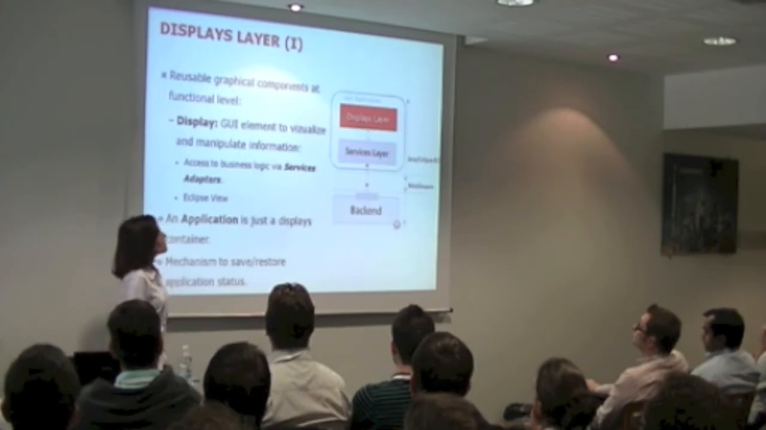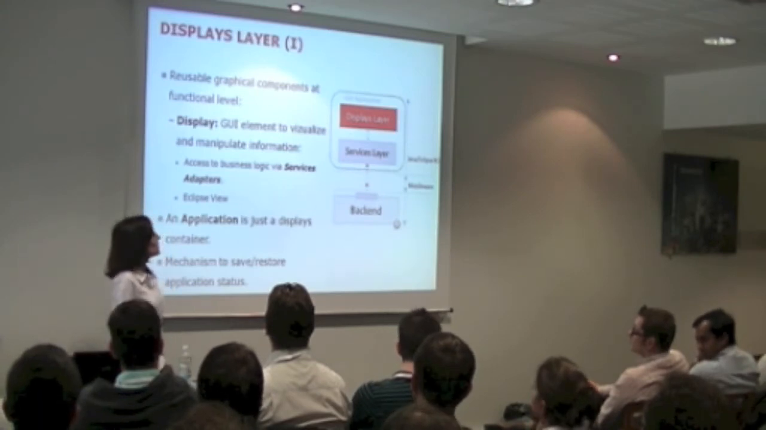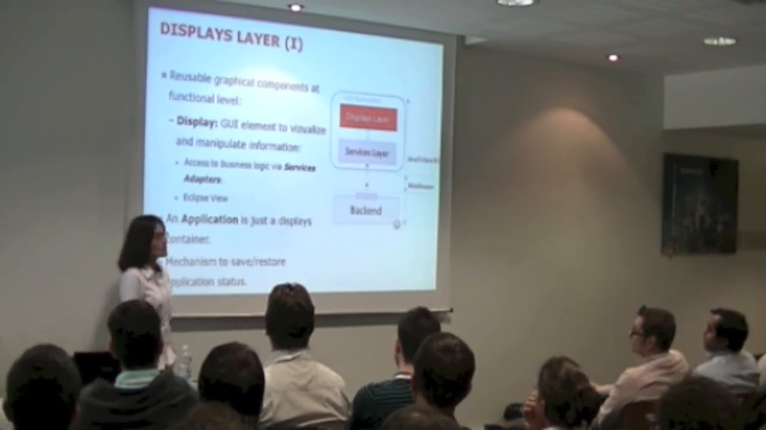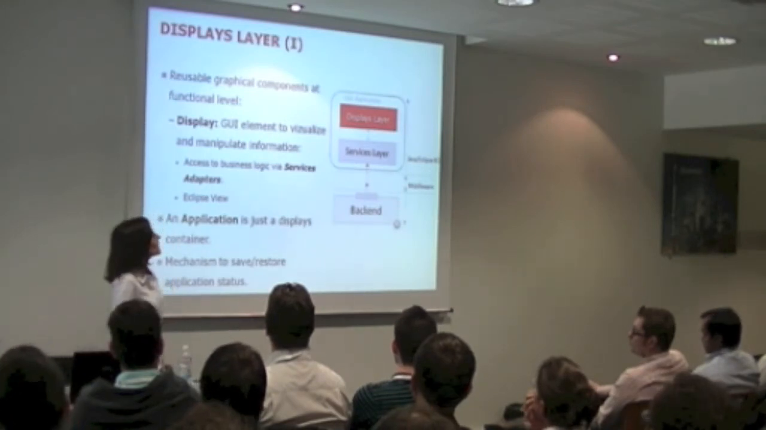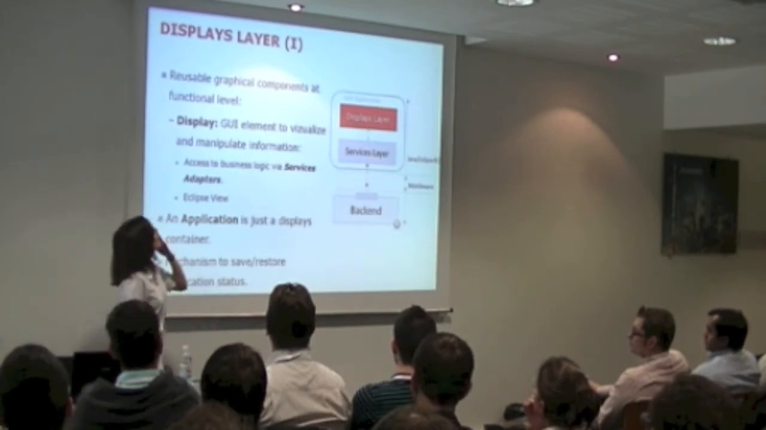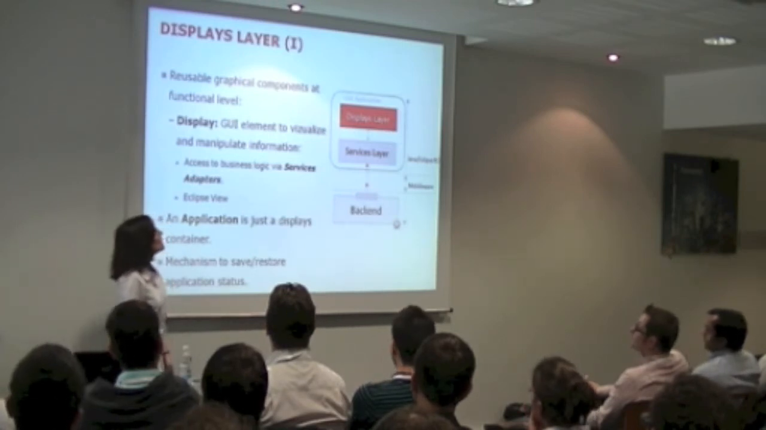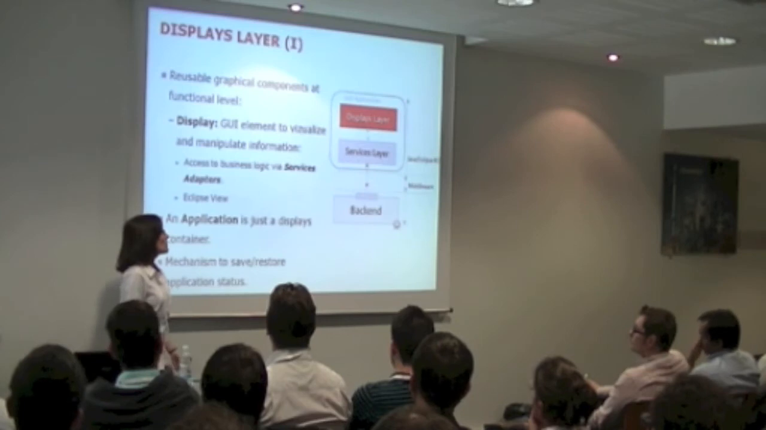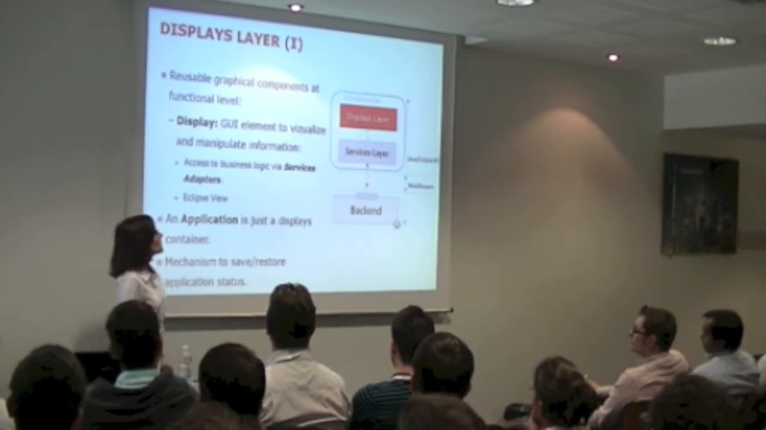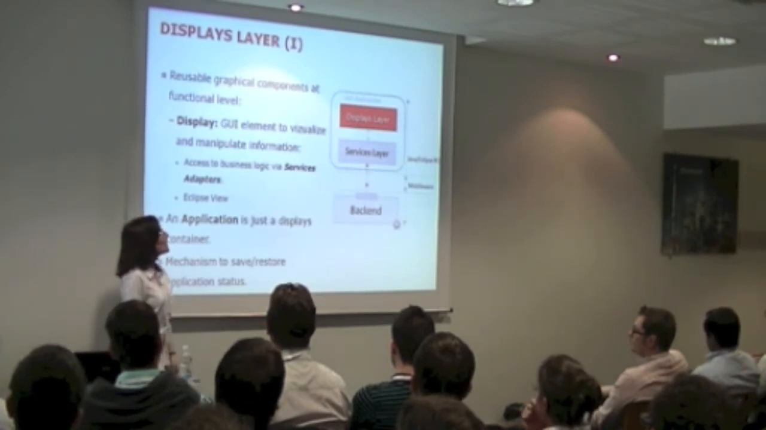And the display layer implements all the graphical elements that allow the user to access the functionality of the backend. We have identified two ways to implement reusable components: reusable components at functional level and reusable components at widget level. Then here we have the display. A display for us is a graphical element that visualizes some information and allows the user to manipulate some information. This allows the user to access some functionality of the backend via the service adapters.